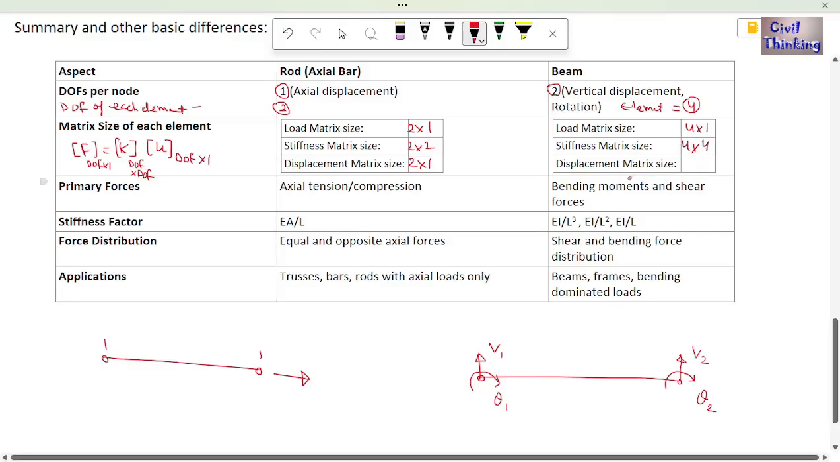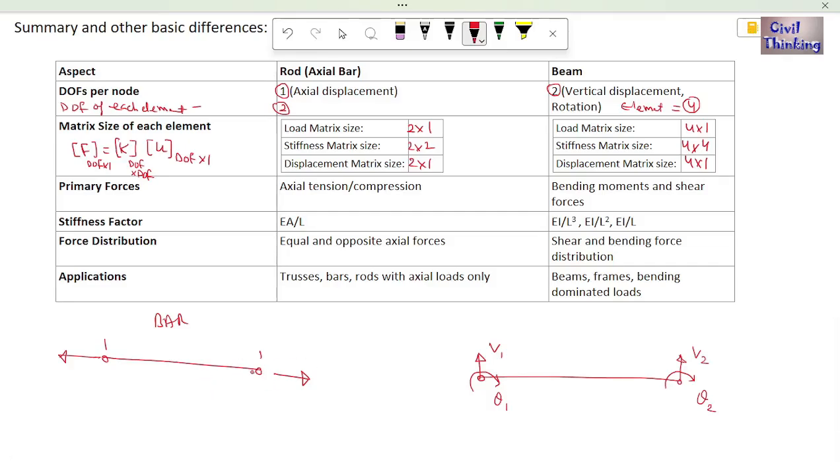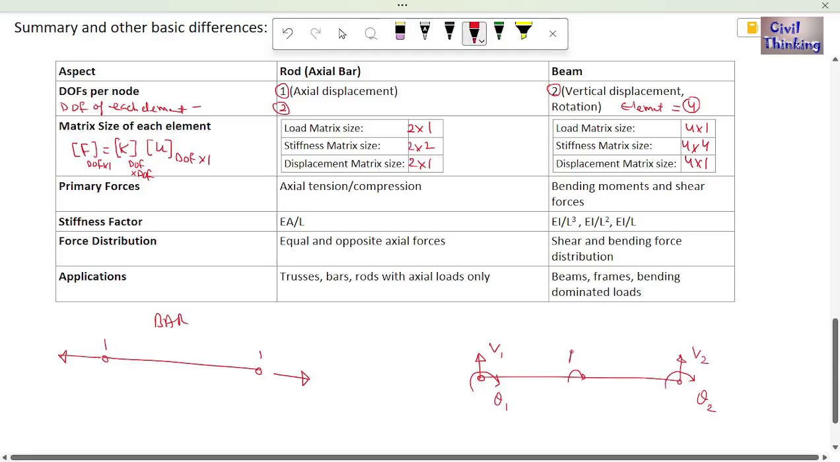And displacement matrix, what is the order? Degree of freedom times 1, so it is 4 cross 1. Okay, now what are the primary forces? The primary forces here, if we talk about this bar, are axial forces. So either they can compress it or they can expand it, so it is going to be either tension or compression. And as I told you before, in a beam we have bending moments. At any point we have a moment. And we also have shear force F. So bending moments and shear forces.